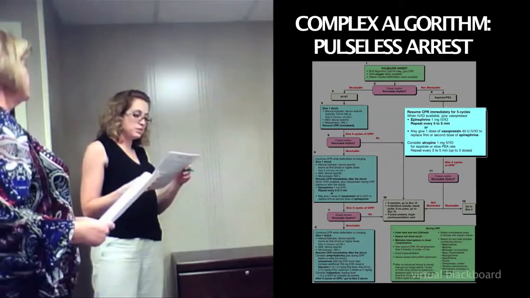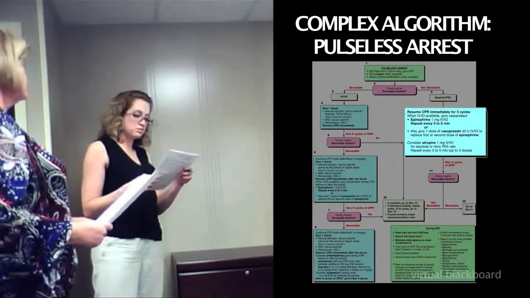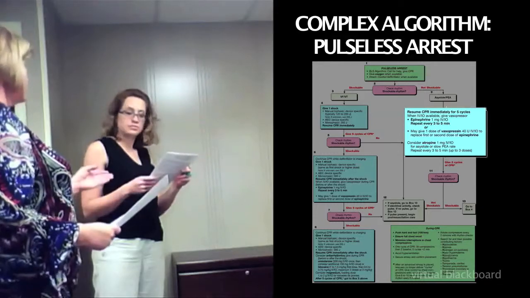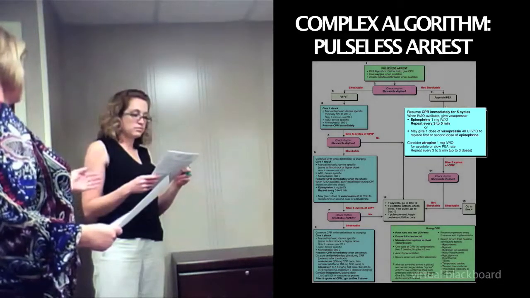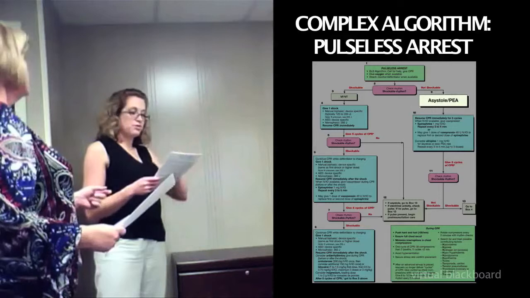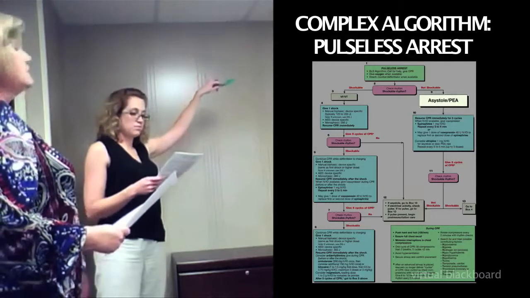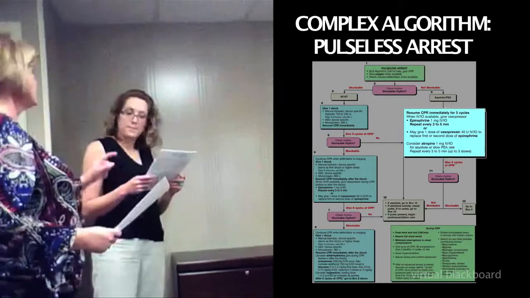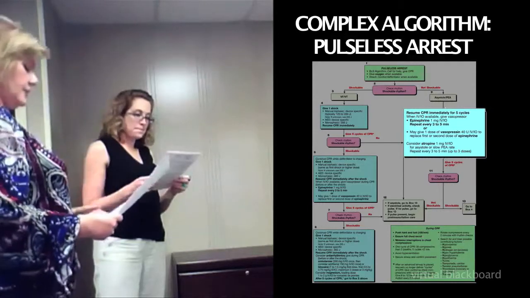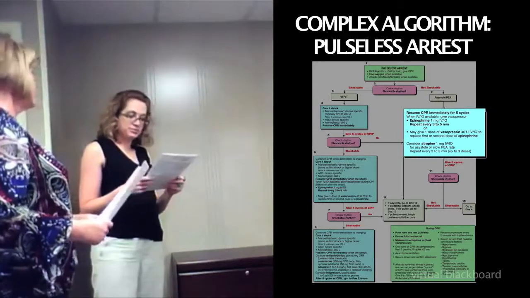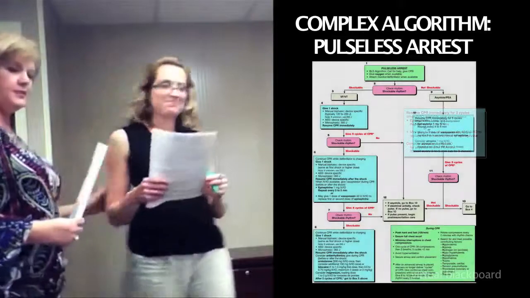It says resume CPR immediately for 5 cycles. Okay. And do you follow the algorithm down for that, or how does that work? Yes, you go over for asystole and go down from box 9 to box 10. Excellent. So you go where it says over to the other side of the algorithm. Very good. Okay. Any questions? Nope. All right, very good. You can have a seat.